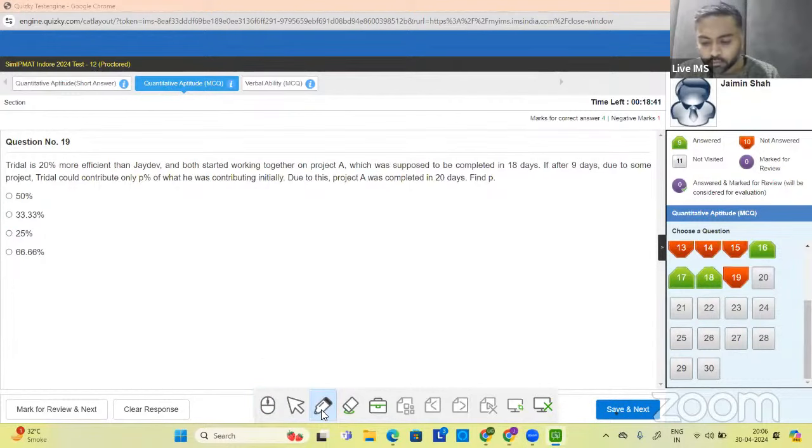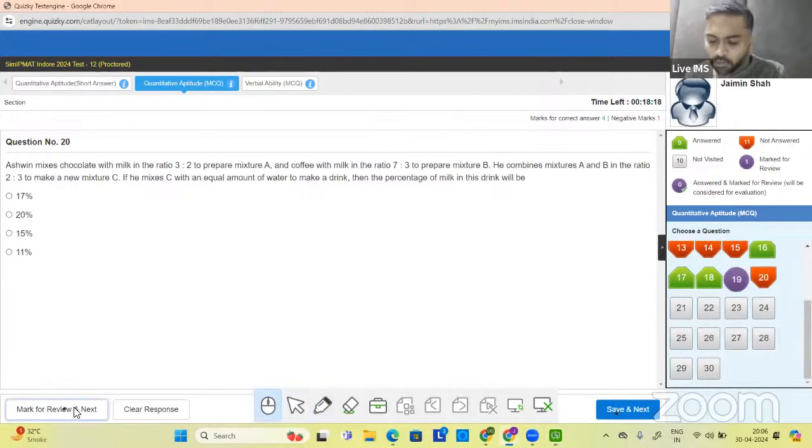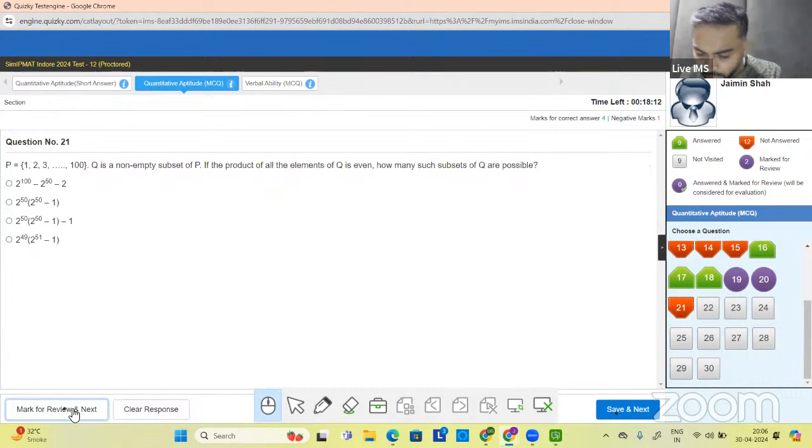Trigal is 20% more efficient than Tiya, when both started working together on a project X. It was supposed to be completed after 9 days due to some project... I'll probably come back to this question. I don't have much time here. Ashwin mixes chocolates. Okay, let me go and solve the DI first.